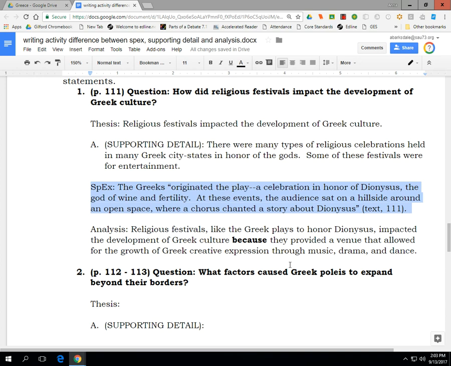A lot of you were very vague on your first writing piece and you didn't narrow into the specs that you chose. You're also going to notice that I only talked about one thing. Your textbook talks about the Olympics, and talks about the origin of the play. For my specs, I chose one piece of evidence. That's it. I didn't talk about the Olympics and the origination of the play. So be careful with that.